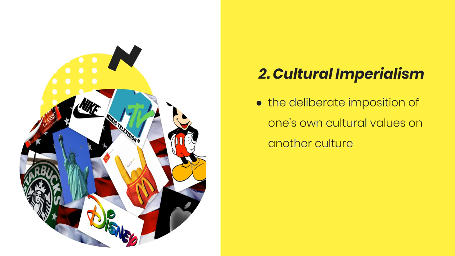Okay. Cultural imperialism is when we deliberately impose our own cultural values onto another culture. So for some people, they might think many of what we embrace as very American ideals and icons are a form of cultural imperialism, when these cultural icons penetrate another society and try to influence them to become American as well.